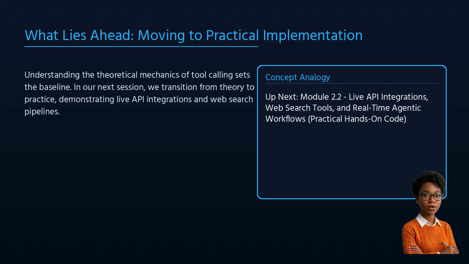In our next lecture, Module 2.2, Connecting an LLM to External APIs and Web Search Tools, Practical, we will put this knowledge to work. We are going to build a production-grade Python script that connects a live LLM to external APIs and real-time Google Web Search.